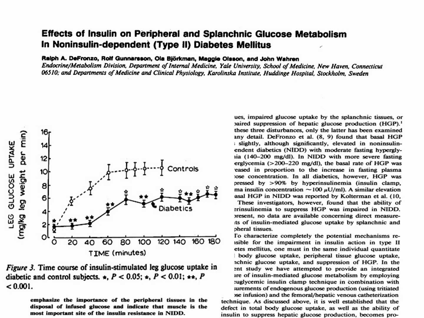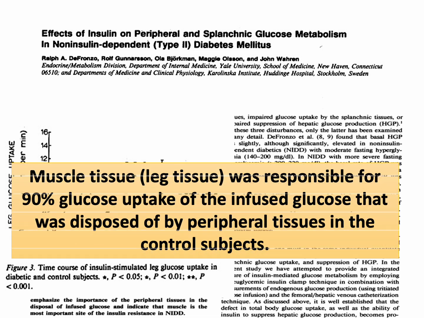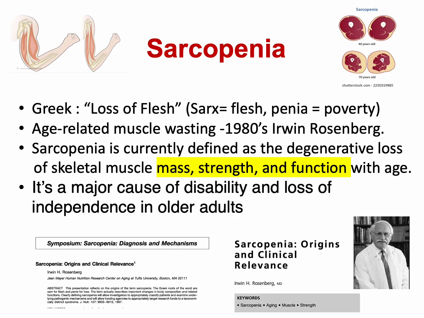Another study looking at the effect of insulin on peripheral and splanchnic glucose metabolism in type 2 DM, no less, was done by Professor DeFronzo. His study was compared with normal individuals. The study revealed that muscle tissue was responsible for 90% of glucose uptake of the infused glucose that was disposed or metabolized by the peripheral tissue in the control subjects. These are the reasons why skeletal muscle plays a major role in glucose homeostasis.